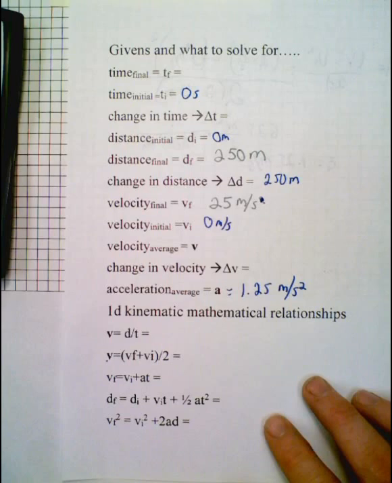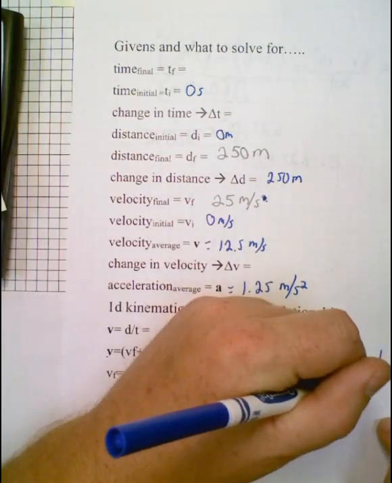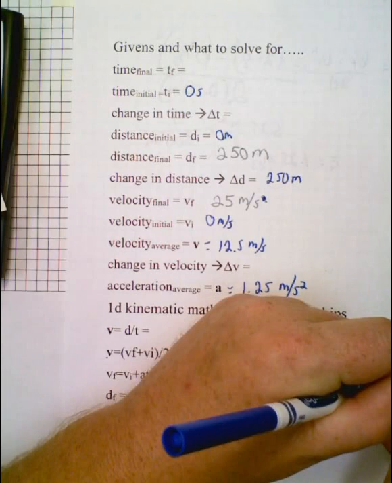Now I could solve this for t, or I can go back to here and say delta t is delta v over a. Well, let's do that one for fun. Delta t equals delta v over a average. Well, my change in velocity was 25 meters per second over 1.25 meters per second squared.